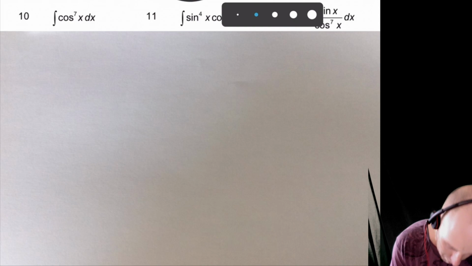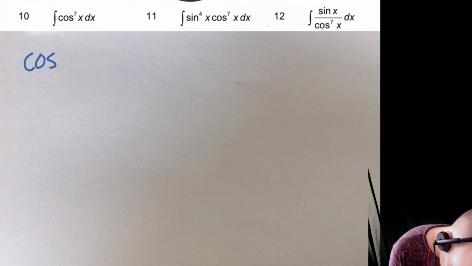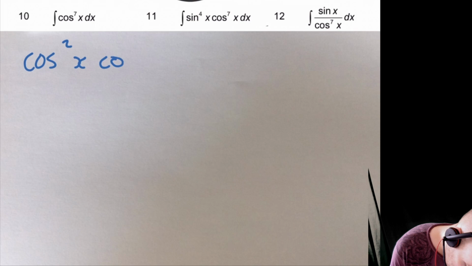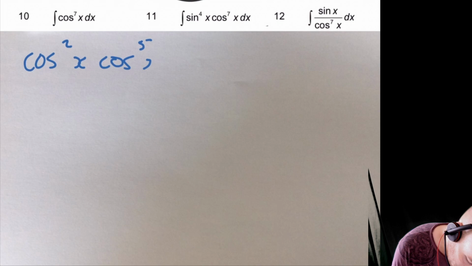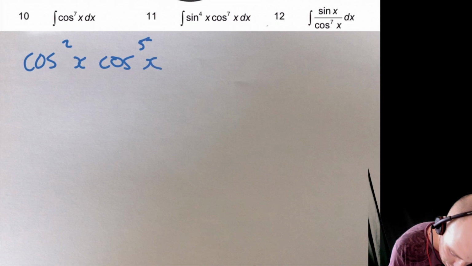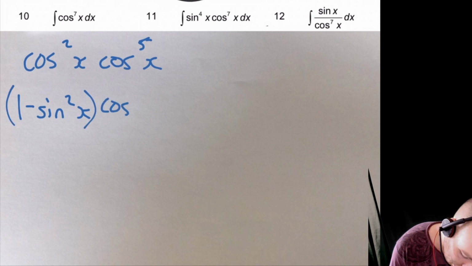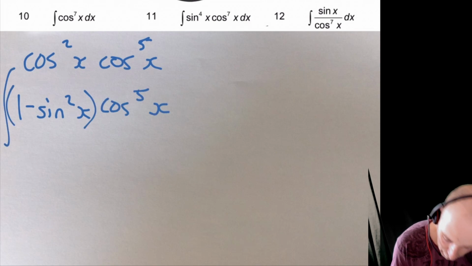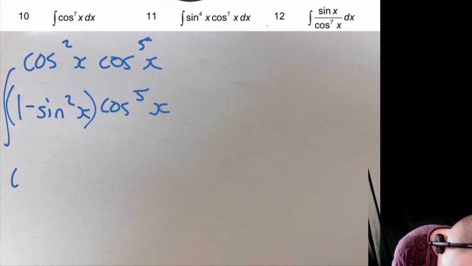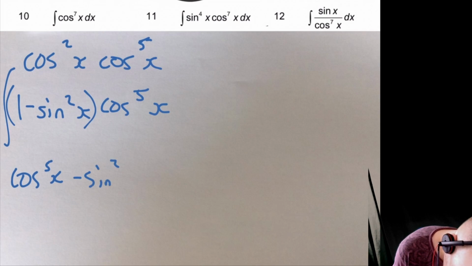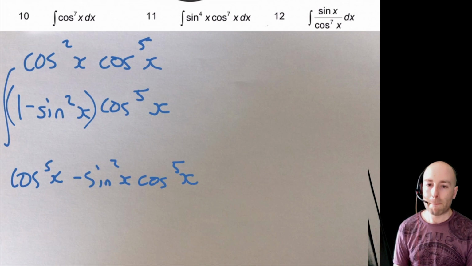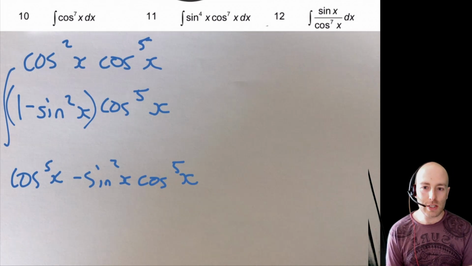So how we do this is we split it up. We say it's cos squared x times cos to the 5x, which will turn into 1 minus sine squared times cos to the 5. We're now going to expand that to get cos to the 5 minus sine squared cos to the 5, which still isn't quite there.